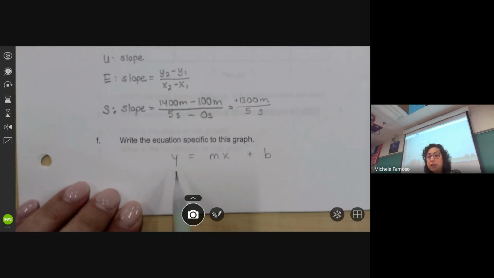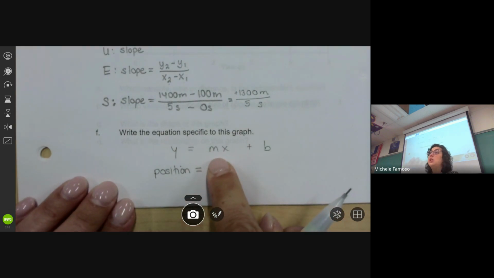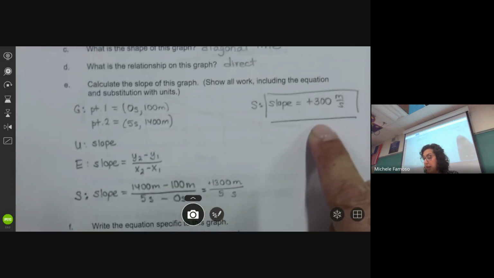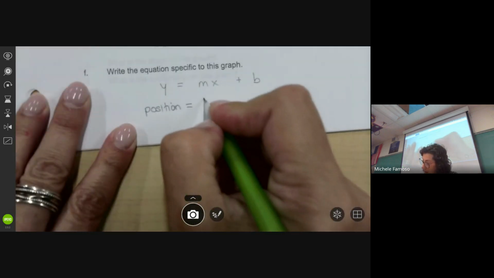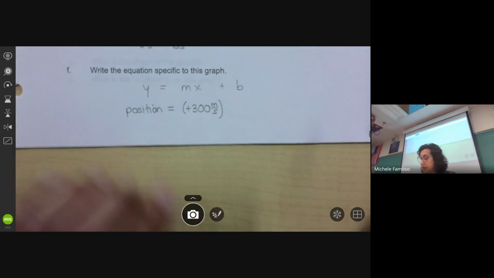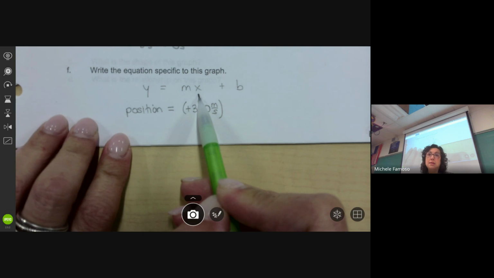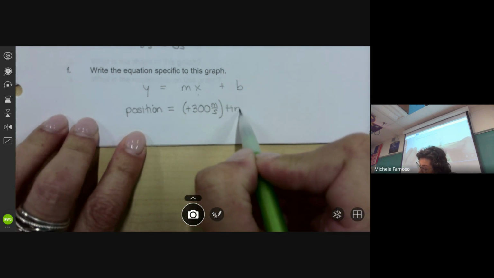So the first thing I told you to do was change out the letter y to the name of the variable that's on the y-axis. What's on the y-axis? What's our dependent variable in this experiment? Position. So we're going to change the letter y to the word position. Do we know what the slope of this particular line is? Yeah, we just calculated it in part E. Positive 300 m over s in parentheses, because we're grouping those things together. Now you ask yourself, what is our independent variable? What was on the x-axis of this graph? Name it. Time. So we're going to write the word time.